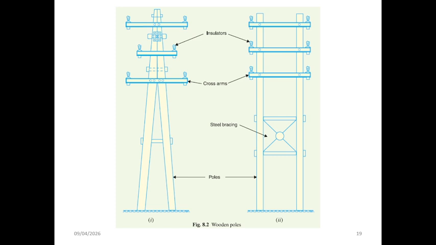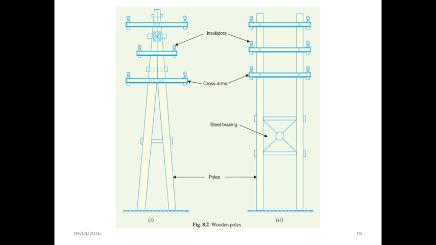In the double pole design, steel bracing is added to enhance structural strength and resist external forces such as wind or heavy loads. So these structures can make very strong structures against any environmental impact. Overall, this slide emphasizes how different pole configurations are selected based on mechanical strength requirements and environmental conditions in electrical distribution networks.